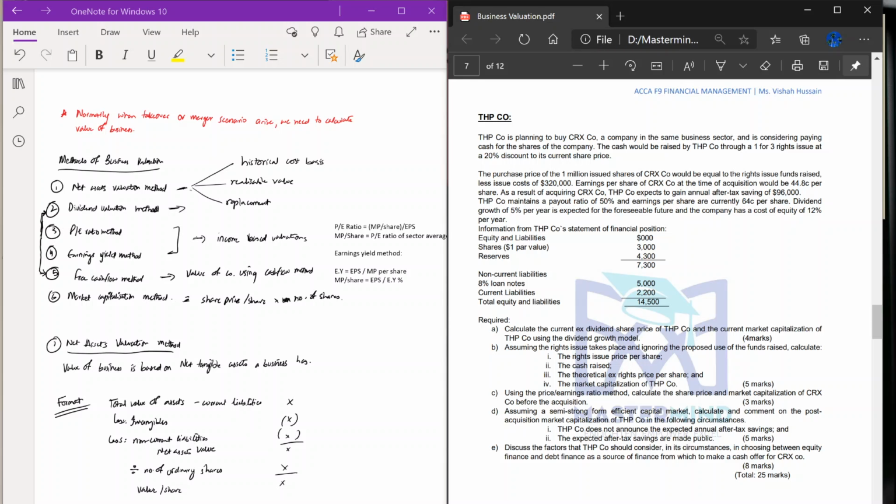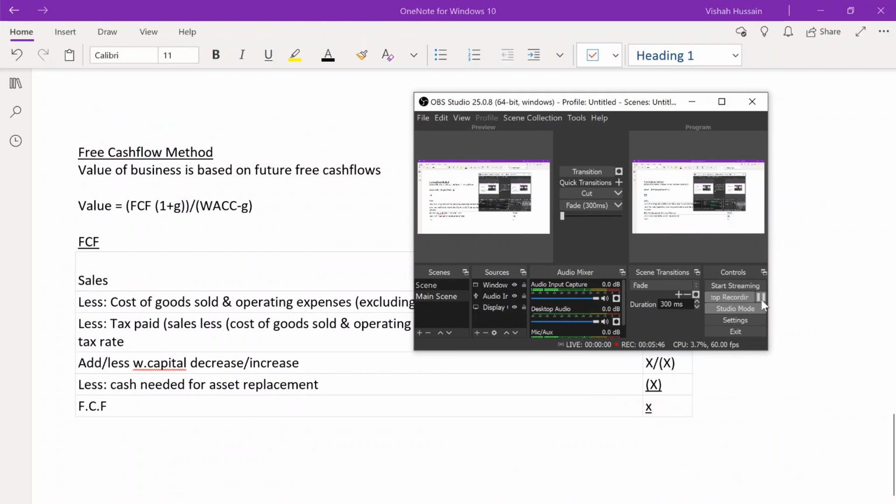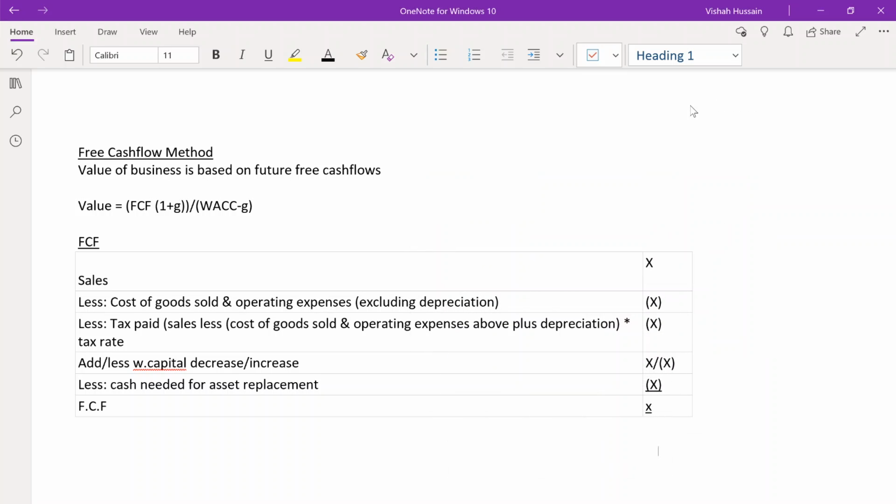Now let's look at the free cash flow method. This is the format and the formula of the free cash flow method. First you need to compute the FCF. Once you've computed the FCF, then you will compute the value using the formula written above, that is FCF 1 plus FCF into 1 plus G divided by WACC minus G, where G is the growth rate and FCF is the free cash flow value of the company.